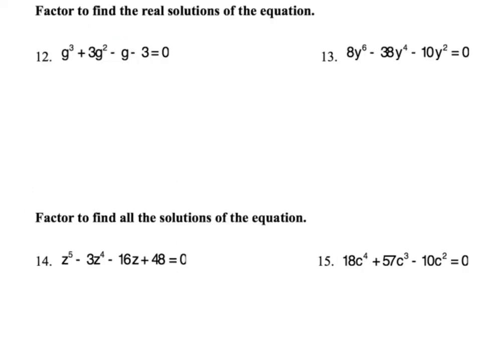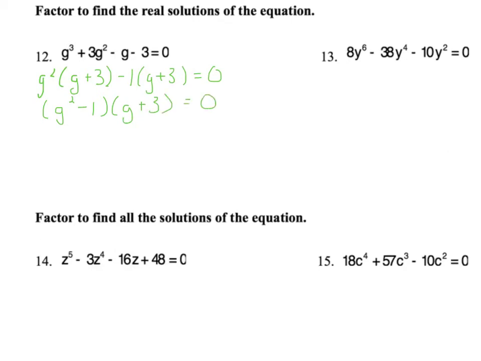Now for 12 and 13, we want to factor and then solve for the zeros or the solutions of the polynomial. Since we have 4 terms for number 12, we want to factor by grouping. I'm first going to factor out a g squared, and then I'll have a g plus 3. And then I can factor out a negative 1, and I'll have a g plus 3. And so then I'll have a g squared minus 1 and a g plus 3.